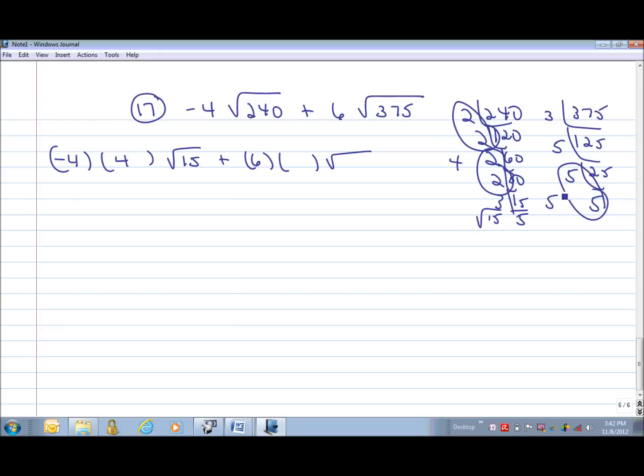So that 5 comes out, but this 3 and 5 make 15 and stay home because they don't have pairs. So 15 is back underneath the radical, and a 5 came out. All right, let's go ahead and clean up a little bit.